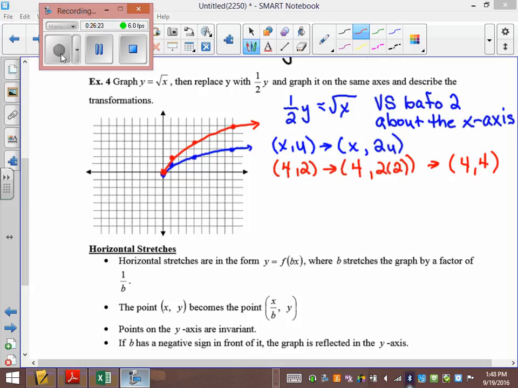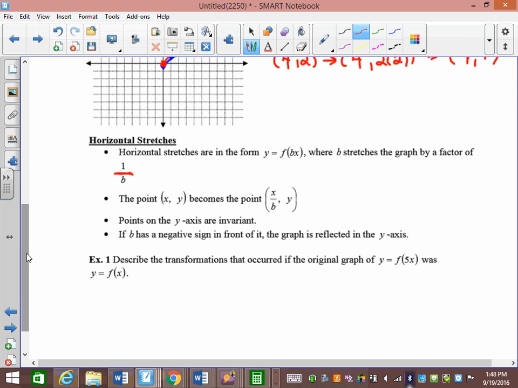So here, if we have it beside the x, multiply horizontal stretches are in the form y equals f of bx, where b stretches the graph by a factor of 1 over b. And you always flip it. It's with the x, just like when I was doing it with y, right? Same thing. So your point x, y becomes x over b, y, or 1 over b times x. You just times the x by 1 over b. You're timing it by the horizontal stretch. Points on the y-axis are invariant, which makes sense because on the y-axis your x's are 0. 0 times anything is still 0.